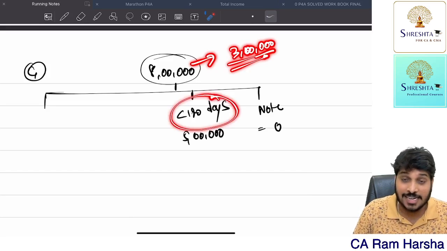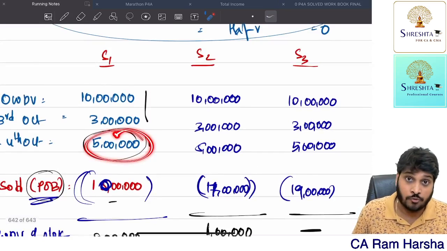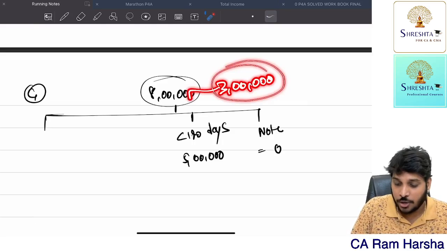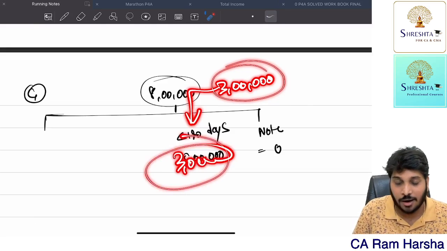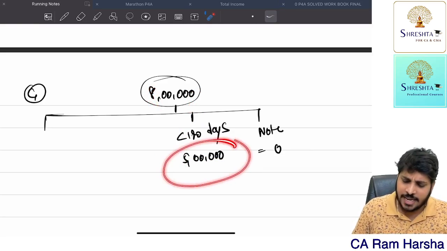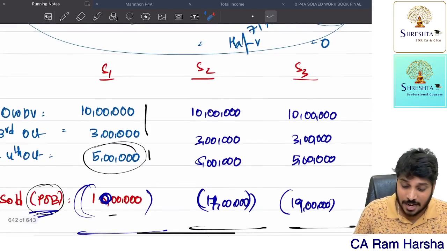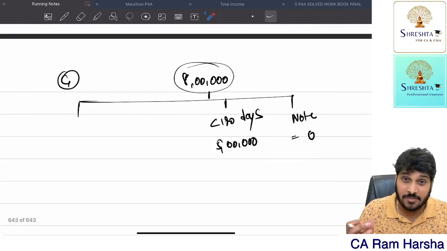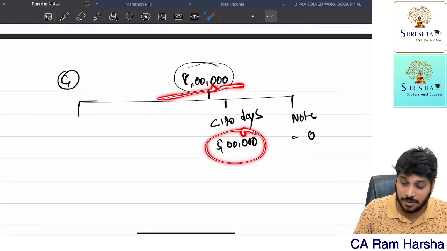Now how much can you allocate for less than 180 days? Sir, I purchased for 5 lakhs, so 5 lakhs I will allocate. No. If the value available is 3 lakhs here, you can only allocate 3 lakhs maximum. Yes or no? Suppose here 8 lakhs we have. But can I allocate 8 lakhs here? No. For less than 180 days, the total value itself is 5 lakhs. So the maximum is the total value of the assets purchased, 5 lakhs.